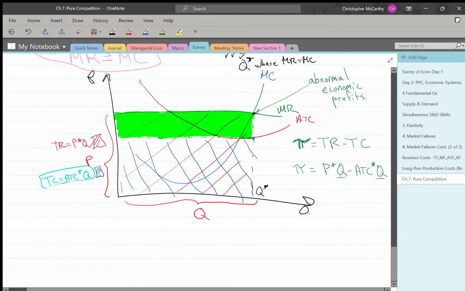And so we have like terms, so we're going to pull that Q out of both of them. And so let's go down here. We end up with profit equal to quantity times price minus average total cost. And that is essentially what we've got here, right? What is this here? That's the price minus average total cost. And then this quantity here is just this quantity right here.